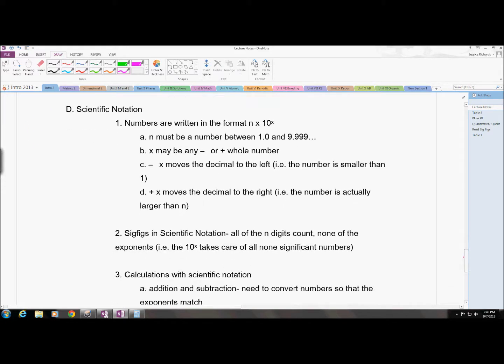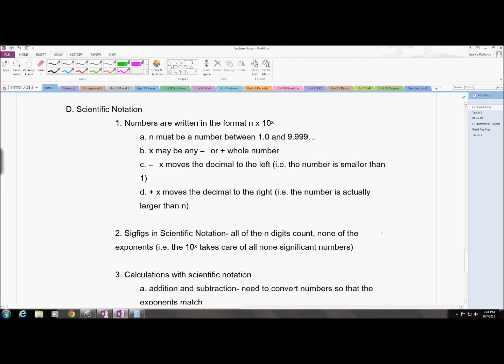Okay, so scientific notation, there's the format. I already talked about it above. The first number is your n. It has to be between 1.0 and 9.9. Your 10 to the x exponent is always a whole number, positive or negative. With a negative exponent, your number is really smaller than what you see, and you move the decimal to the left. With a positive exponent, the number is really larger than what you see, and you're going to be moving your decimal to the right.